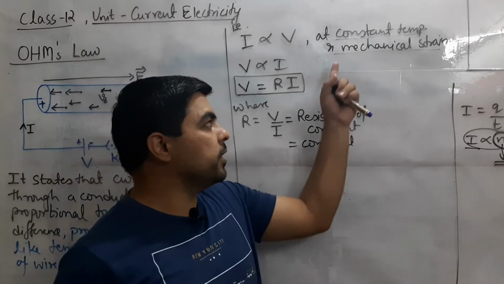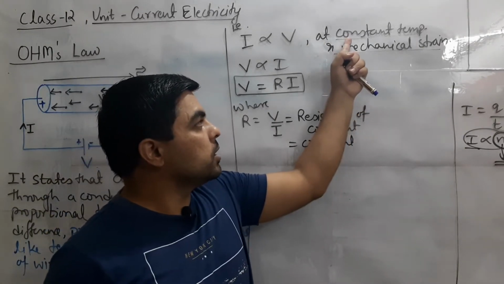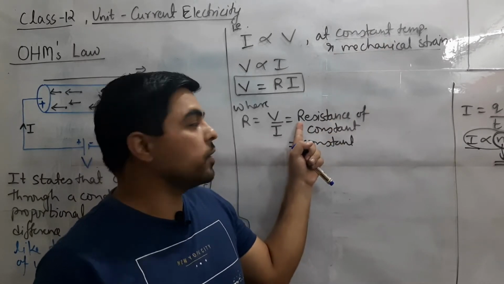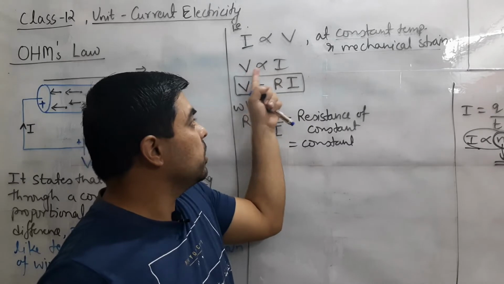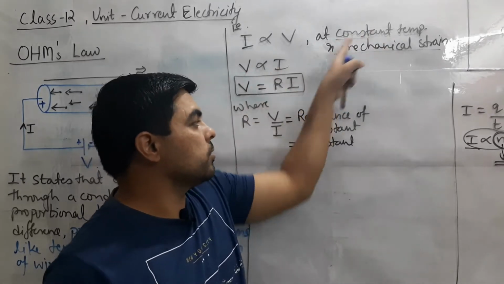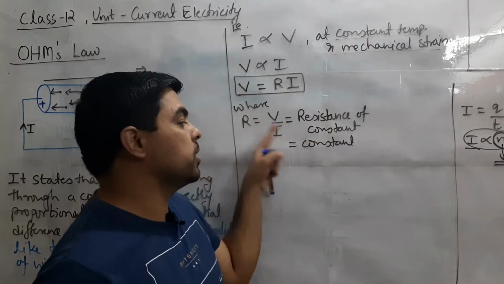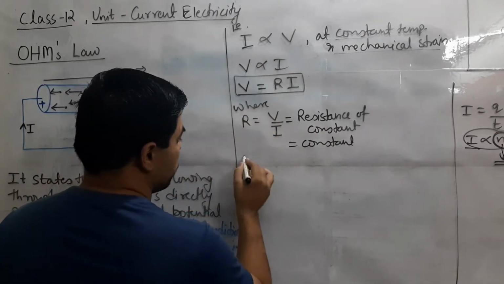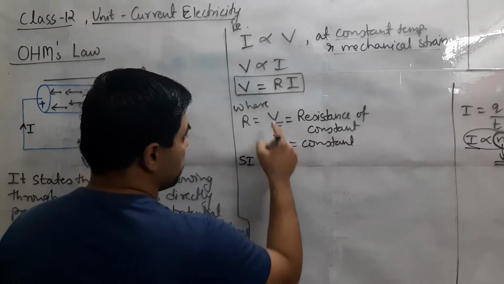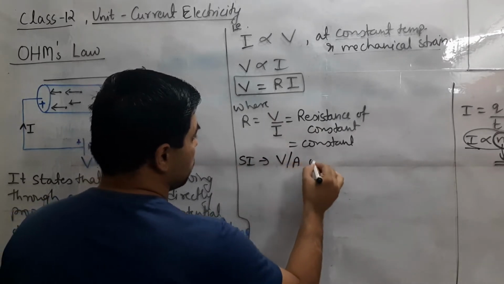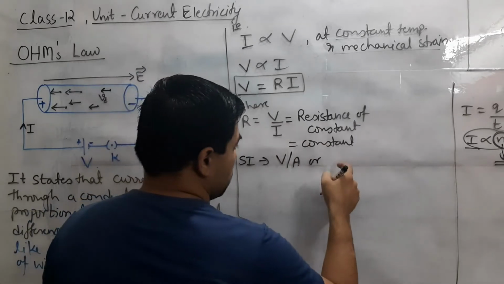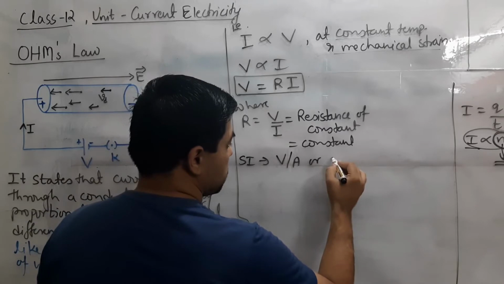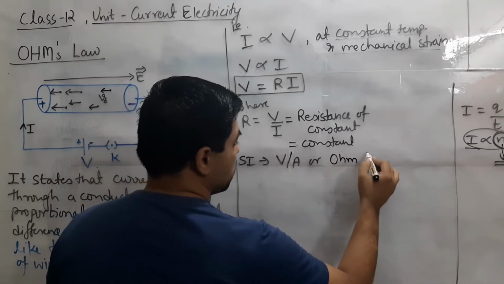In later study we will come to know that this factor temperature and mechanical strain may impact the value of R, and that's why the relation V and I will be in direct proportionality only in this condition at which the value of R remains constant. This should be a constant factor, and hence from this relation we can give the unit volt per ampere. Also in honor of the scientist, its unit is also written as ohm.